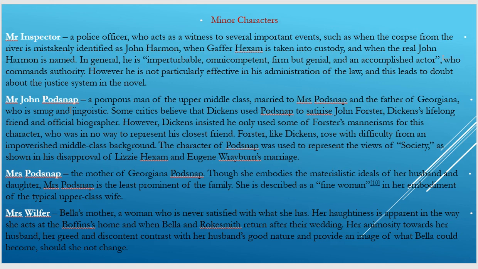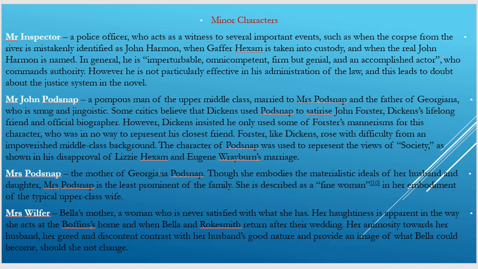We have Mr. John Podsnap. As we say, Mr. John Podsnap here is a pompous man of the upper middle class, married to Mrs. Podsnap, and he is based on Dickens' lifelong friend and official biographer, Forster. However, Dickens insisted he only used some of Forster's mannerisms for this character. So what is this character about? It's about society. It shows Dickens' disapproval of lazy and easy marriage.